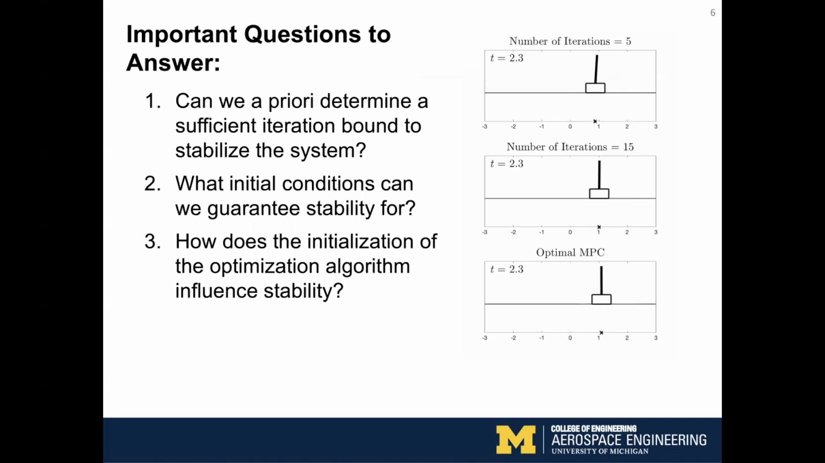The logical question to try to answer is: is there a way to a priori compute a sufficient number of iterations to ensure that this closed-loop system will be stable? Another question you might want to ask is what initial conditions we can guarantee stability for. And perhaps the last question is how initialization of our optimization algorithm at the first time step influences how we're able to obtain stability. These are all questions that we aim to answer in this work.